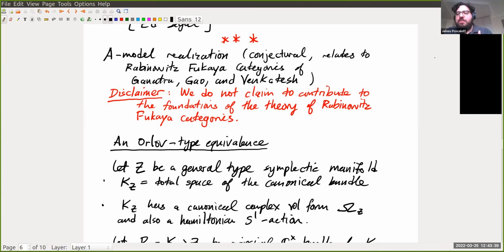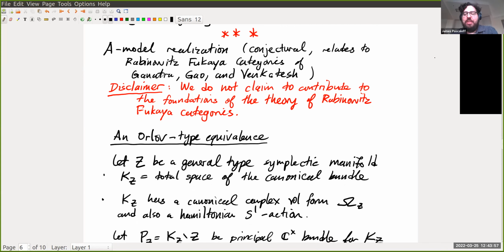That's why I'm formulating this as conjectures. I don't really know the full construction of this Rabinowitz-Fukaya category. I'm just going to go off of some talks of Sheel that I've seen, and see where we can go with this. But it does seem to give a coherent picture here.